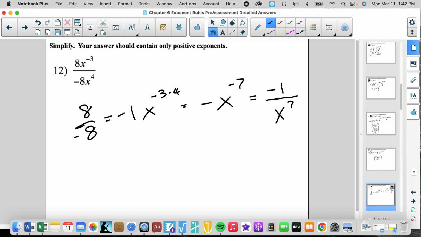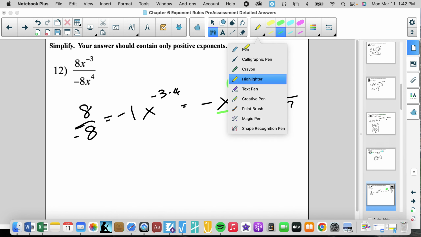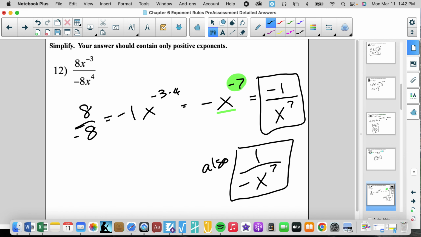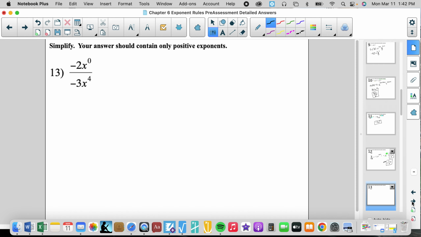So notice this negative, the coefficient stays in the numerator. And then the base of the exponent, the negative exponent, is going to be the thing that will move. And that is the base of it, hence why that is the only thing that moves. The -1 stays up in the numerator. And so this is your answer. You could also, if you want, write 1 over -x to the 7th, that's okay. No parentheses needed because it's outside of it.